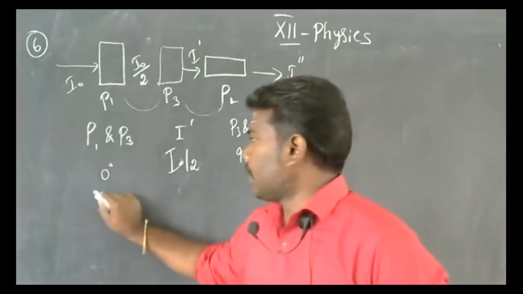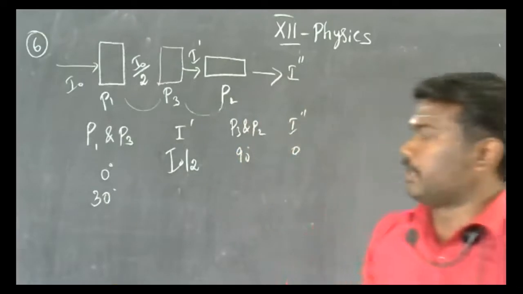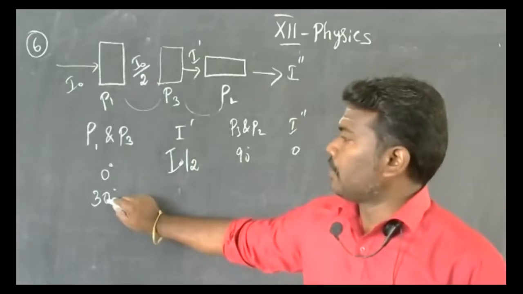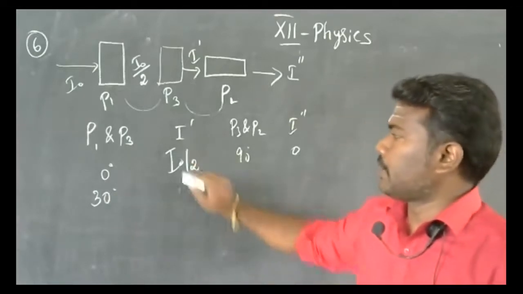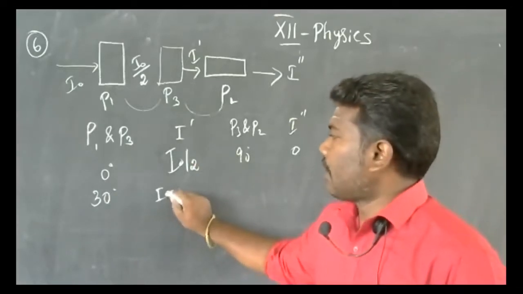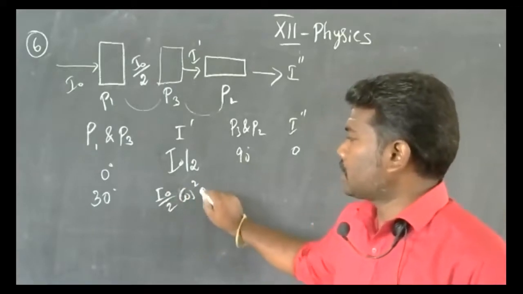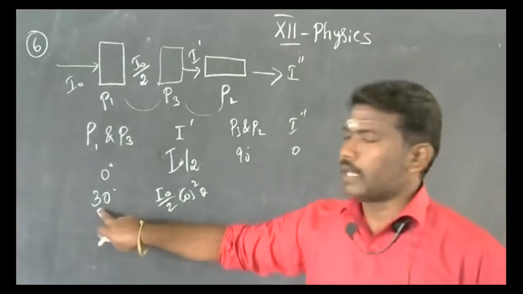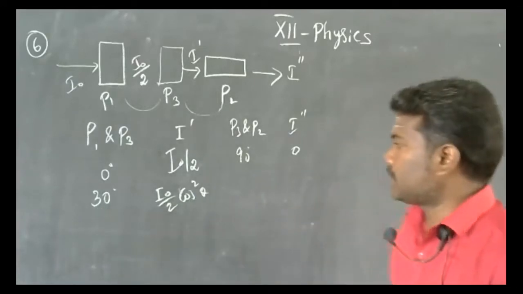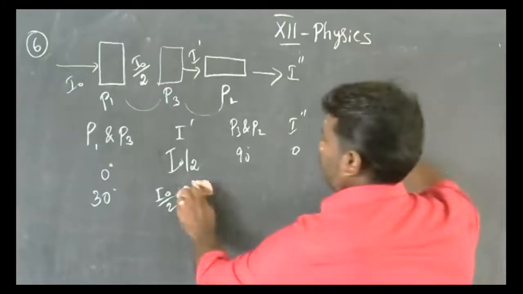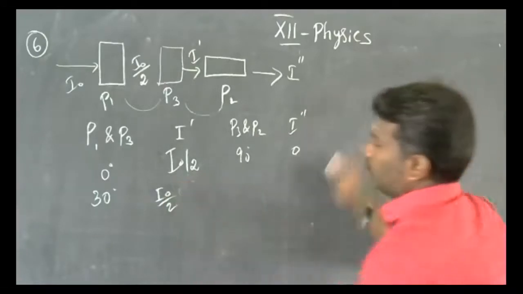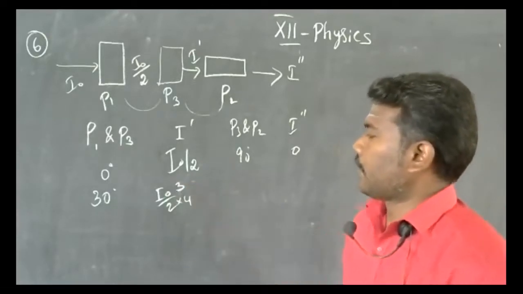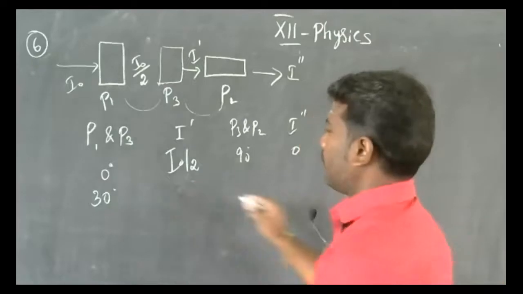And now next I fix the angle between P1 and P3 as 30 degree. If the angle between P1 and P3 is 30 degree, the intensity of the light ray is I naught divided by 2 cos square theta. Here the theta value is 30 degree. So cos 30 degree is root 3 by 2, so cos square theta is 3 divided by 4. So the final answer is 3 I naught divided by 8.